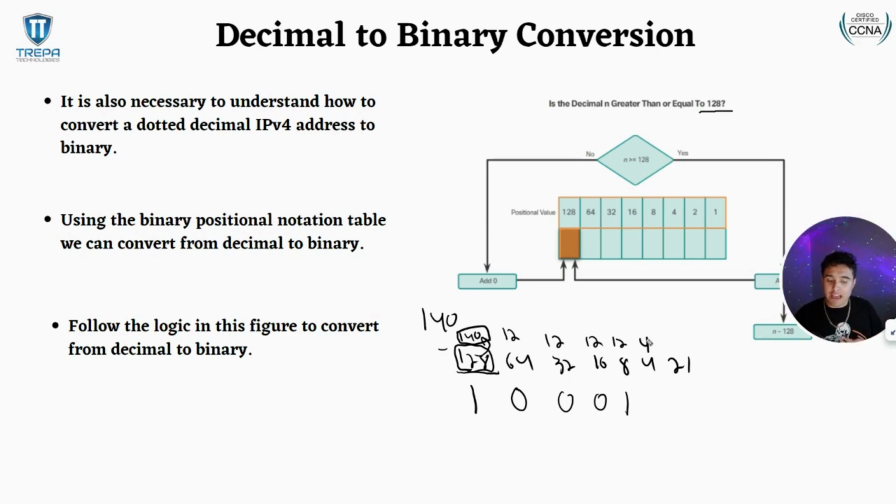Is 4 greater than or equal to 4? It's equal to. So we're going to give it an on bit. And then now we're left with 0. So the rest are zeros. So we just converted the number 140 into binary.